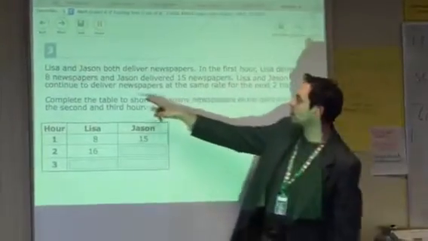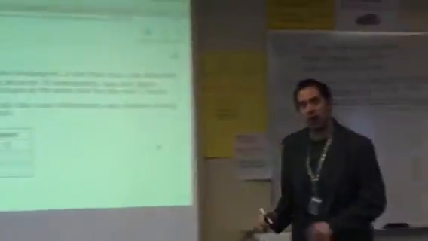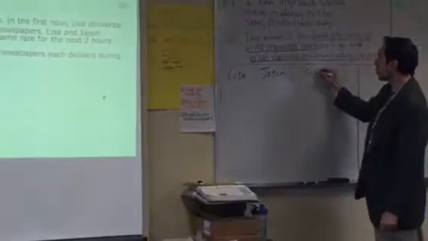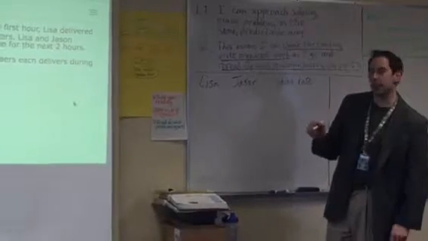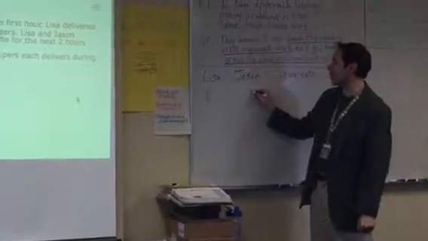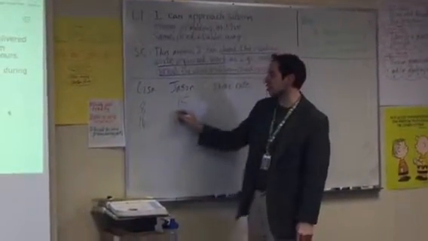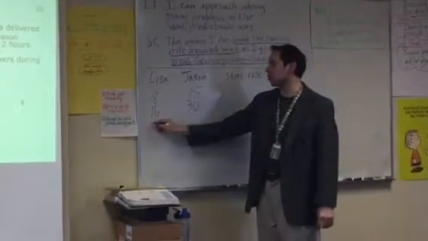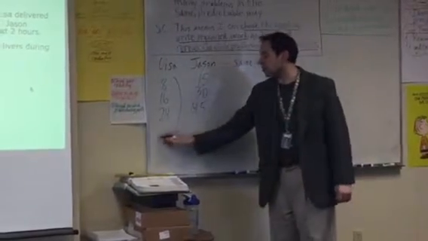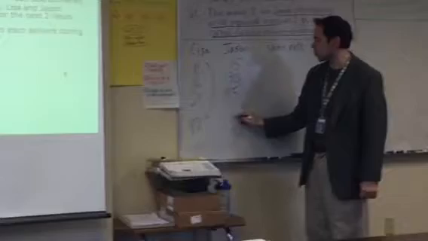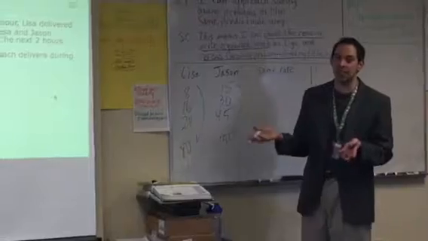Lisa and Jason continued to deliver newspapers at the same rate for the next 2 hours. The same rate. So that's the part I want to key in on. I want to know what that same rate is. So I don't really need this 1 here. Lisa delivered 8 newspapers originally, and Jason delivered 15 in 1 hour. So at the same rate, in 2 hours, we'd have a total of 16 and 30. In 3 hours, we'd have a total of 24 and 45. If I skipped ahead to say 10 hours, we'd have 80 and 150 newspapers. I feel like I understand the patterning that's going on here, and I just need to find out what I'm being asked to do.